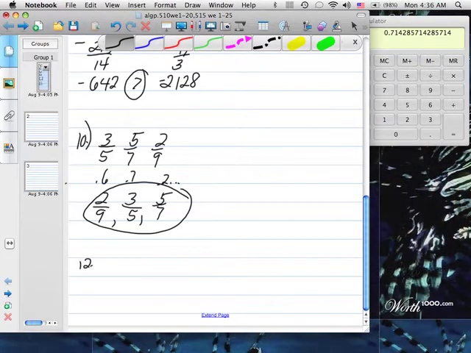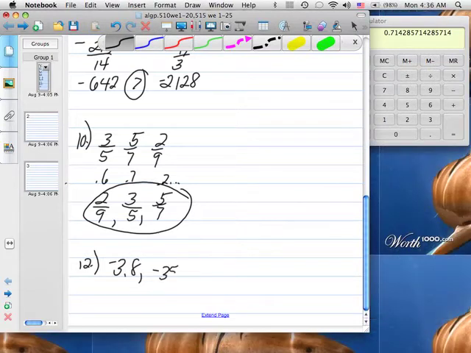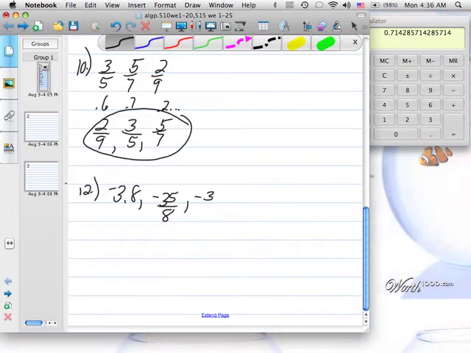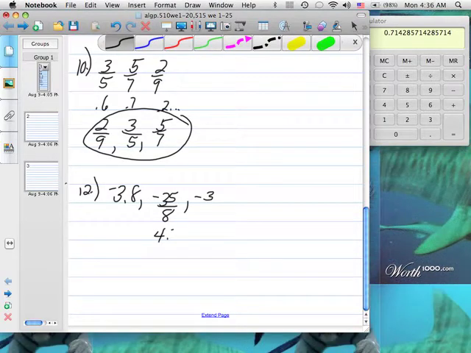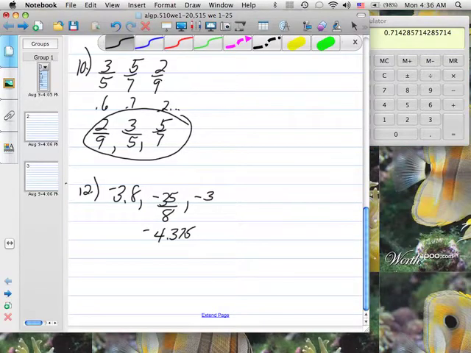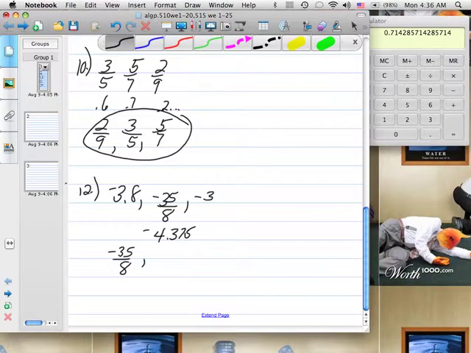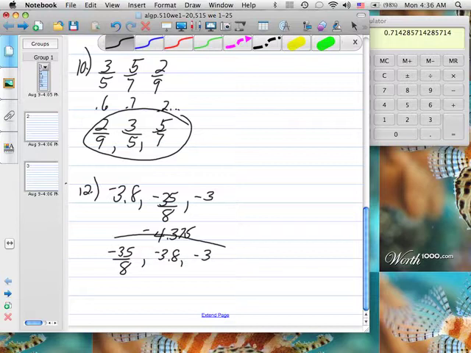Number 12, we have negative 3.8, negative 35/8, and negative 3. Well, negative 35/8 is the only one we need to change into a decimal, and 8 goes into 35 4 times with 3 left over, so it's 4.375. So the smallest is going to be the negative 35/8, then the negative 3.8, and then the largest is negative 3.